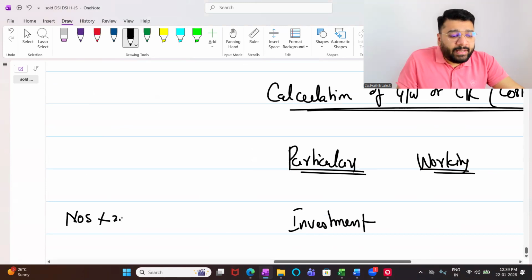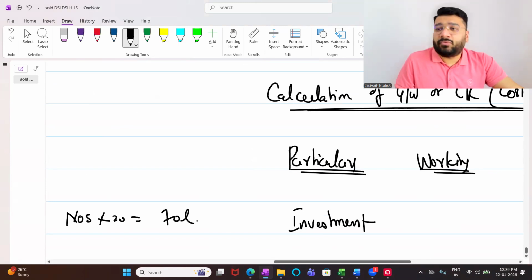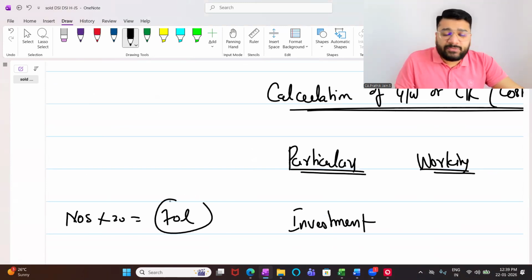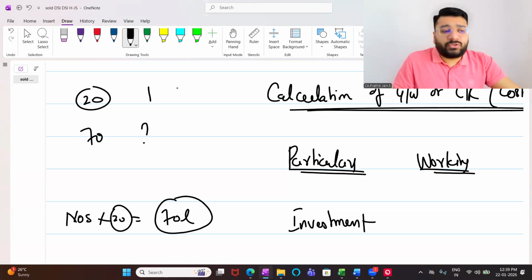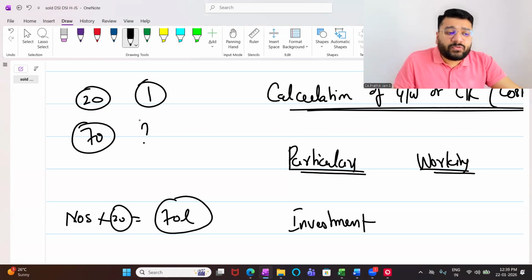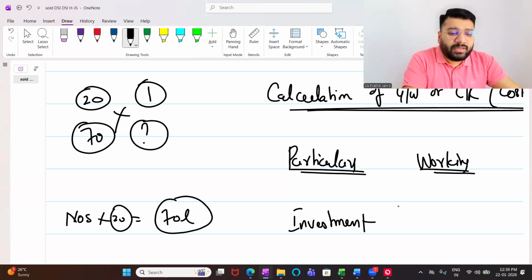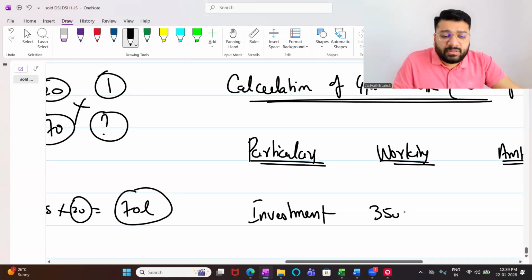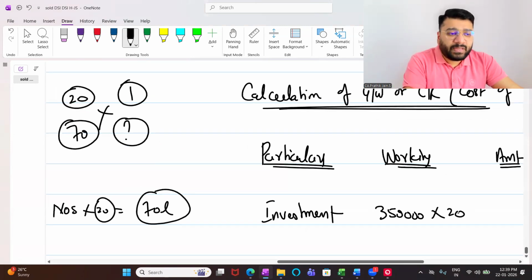Number of shares into 20 rupees is equal to 70 lakhs. Yes or no? We paid totally 70 lakh rupees for all the shares put together. If 20 rupees is the cost of one share, then for 70 lakh rupees, how many shares? Cross multiply. 70 into 1 by 20. Very good. So 3,50,000 shares we have purchased at 20 rupees each. Any problem? Again, I'm repeating.